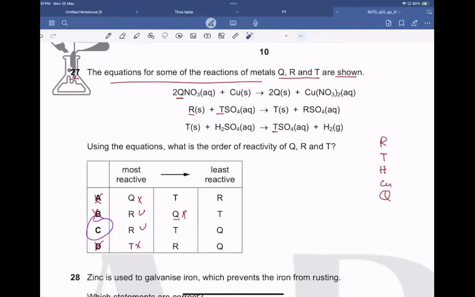Then see, T is displacing hydrogen from sulfuric acid. So it means that T must be above hydrogen. So we got this and we know copper is below hydrogen. So obviously Q is going to be the least reactive, R is going to be the most reactive, and T has intermediate or moderate reactivity. Is this clear, Shayan?